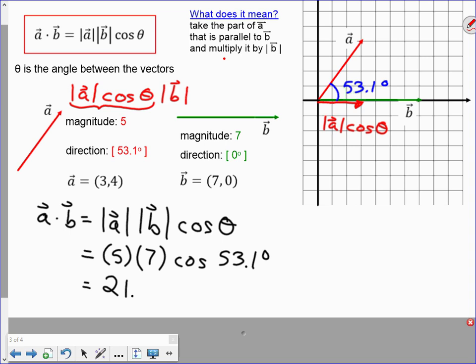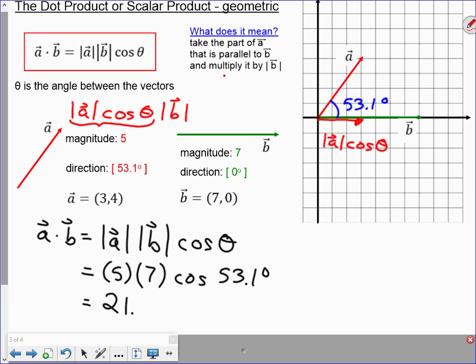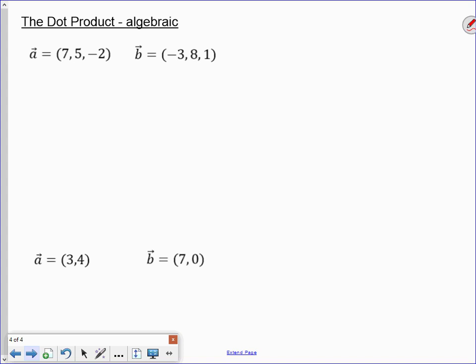Okay, so that is how you do the dot product if you were given geometric vectors. Now, what if instead of giving us geometric vectors, they gave us these same two vectors as algebraic vectors? The vector A as being 3, 4, and the vector B as being 7, 0. Well, let's take a look at algebraic vectors here. Here I've got two different vectors, A and B. A is 7, 5, negative 2, and B is negative 3, 8, 1.